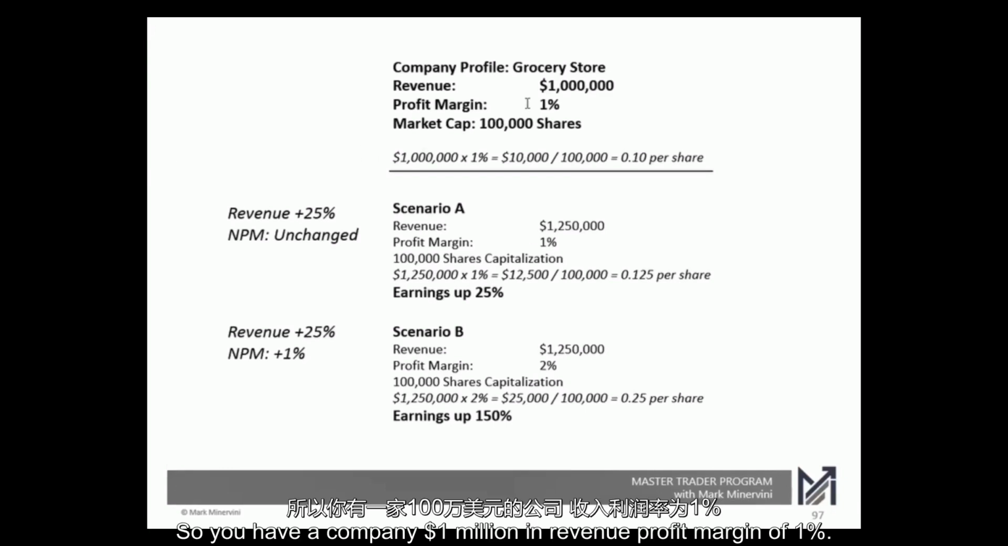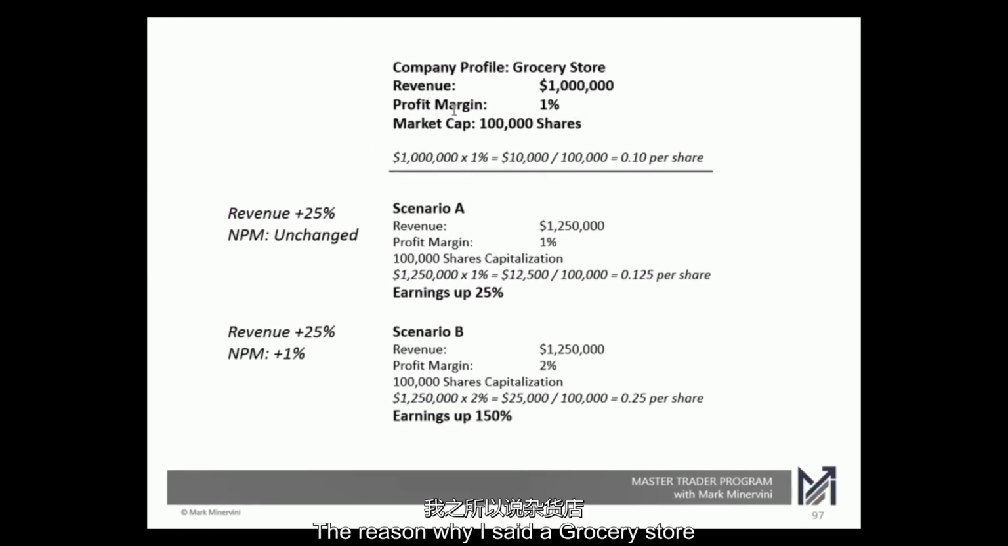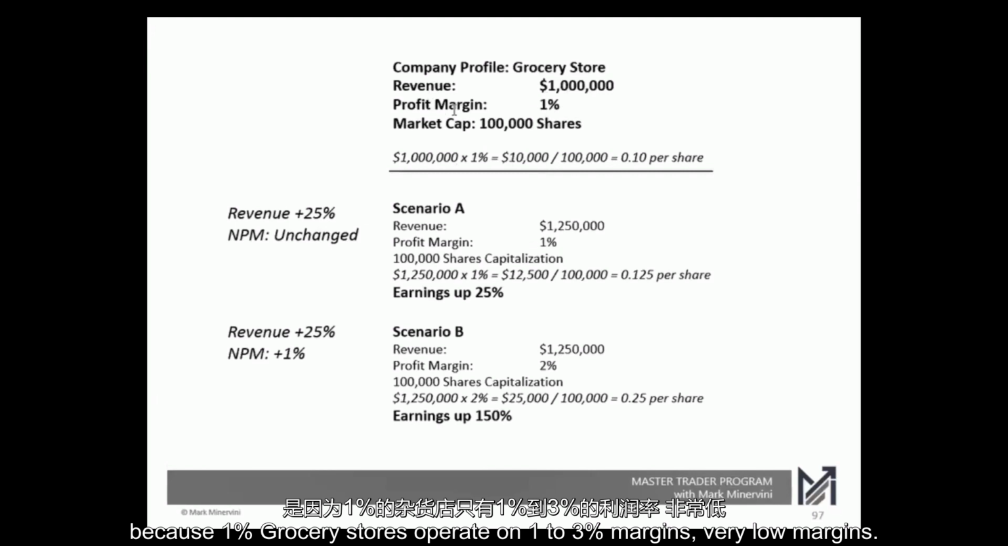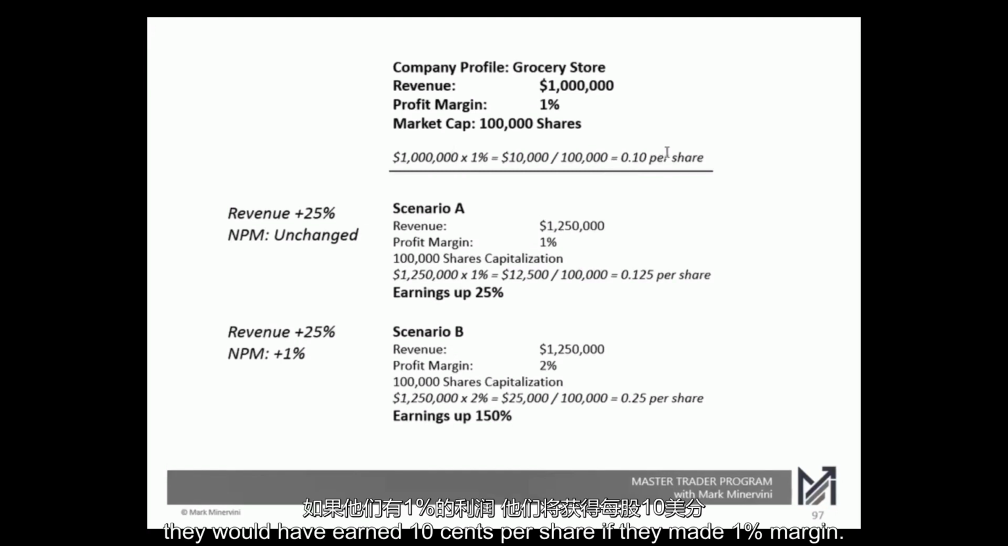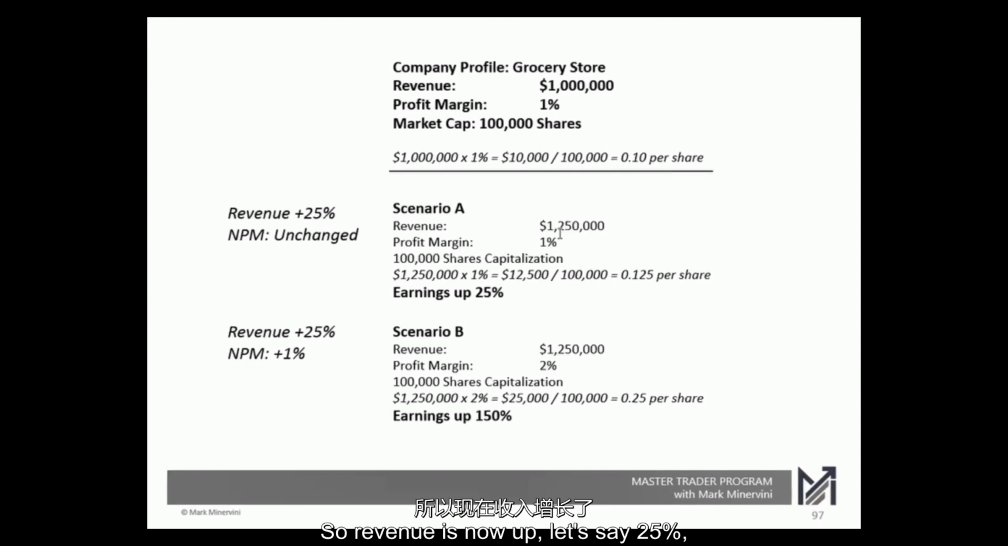So you have a company, $1 million in revenue, profit margins of 1%. The reason why I said a grocery store, because grocery stores operate on 1 to 3% margins, very, very low margins. So let's say you got 100,000 shares, right? So $1 million times 1% equals $10,000. $10,000 divided by 100,000 shares, that would be 10 cents per share. If this was a public company, they would have earned 10 cents per share if they made 1% margin. So revenue is now up.